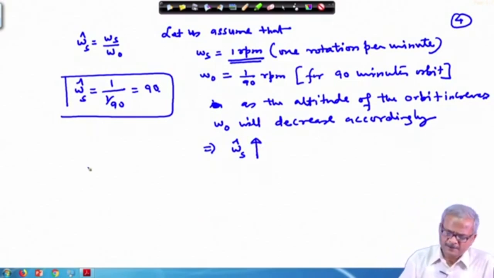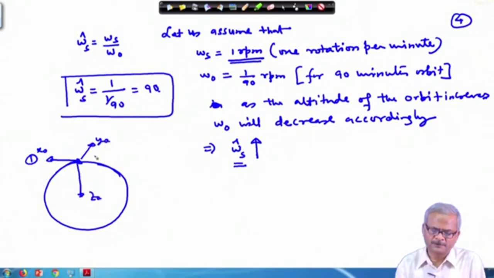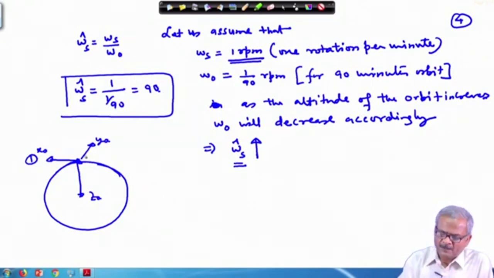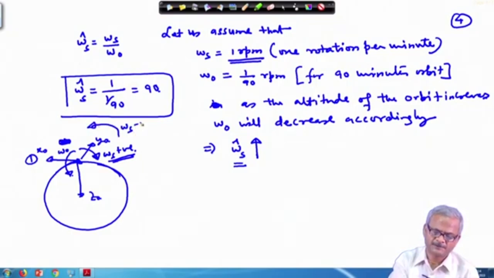Okay. And as you remember, omega s, the spin rate, can be positive or negative, because the satellite is moving in this orbit in this direction, and one axis, x 0, we have taken in this direction, while y 0 is along this direction and z 0 is toward the center of the earth. So, this is your orbital axis system. Here, this is the direction of omega 0, while omega s we have taken in this direction. So, this is a positive omega s. Omega s can be negative if the spin rate is this way. So, this is negative omega s.